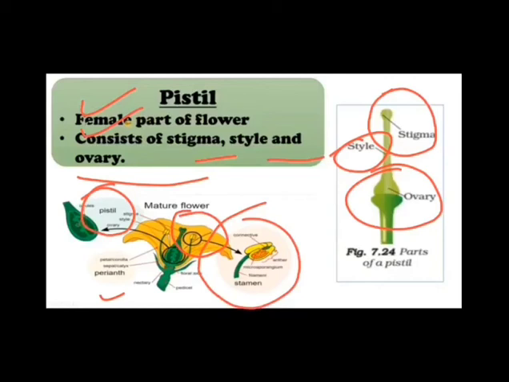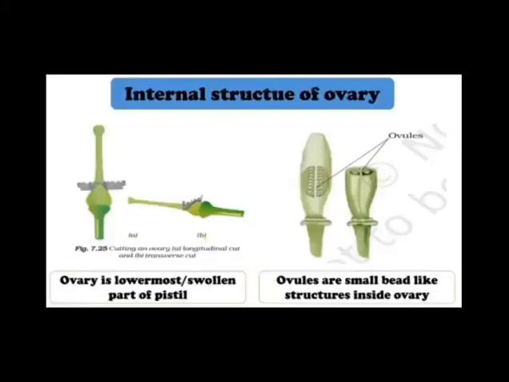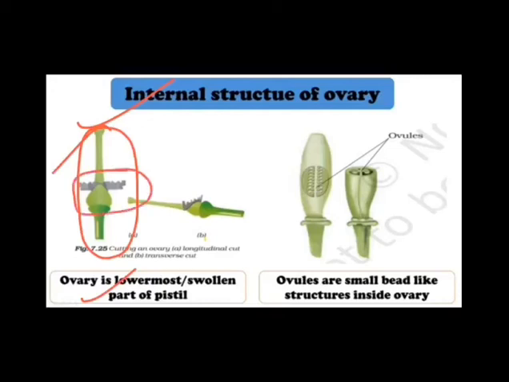Now let's discuss the internal structure of the ovary. This is the ovary, and the ovary is the lowermost or swollen part of the pistil. If you cut open this ovary, you will see that some bead-like structures are present inside it. These bead-like structures are known as ovules. So what is the ovary? The ovary is the lowermost swollen part of the pistil, and ovules are the small bead-like structures inside the ovary.